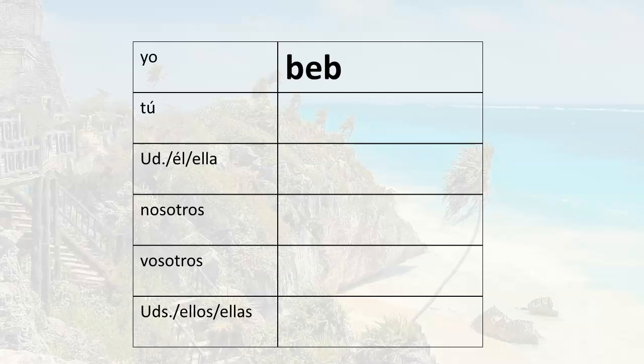So you've memorized the ending o for yo, and we have yo bebo, which means I drink, I do drink, I am drinking. Tú, add your ending. Tú bebes. Usted, él, or ella, bebe. Remember, they all share the same ending, the E ending. So usted bebe, you drink. Él bebe, he drinks. Ella bebe, she drinks.